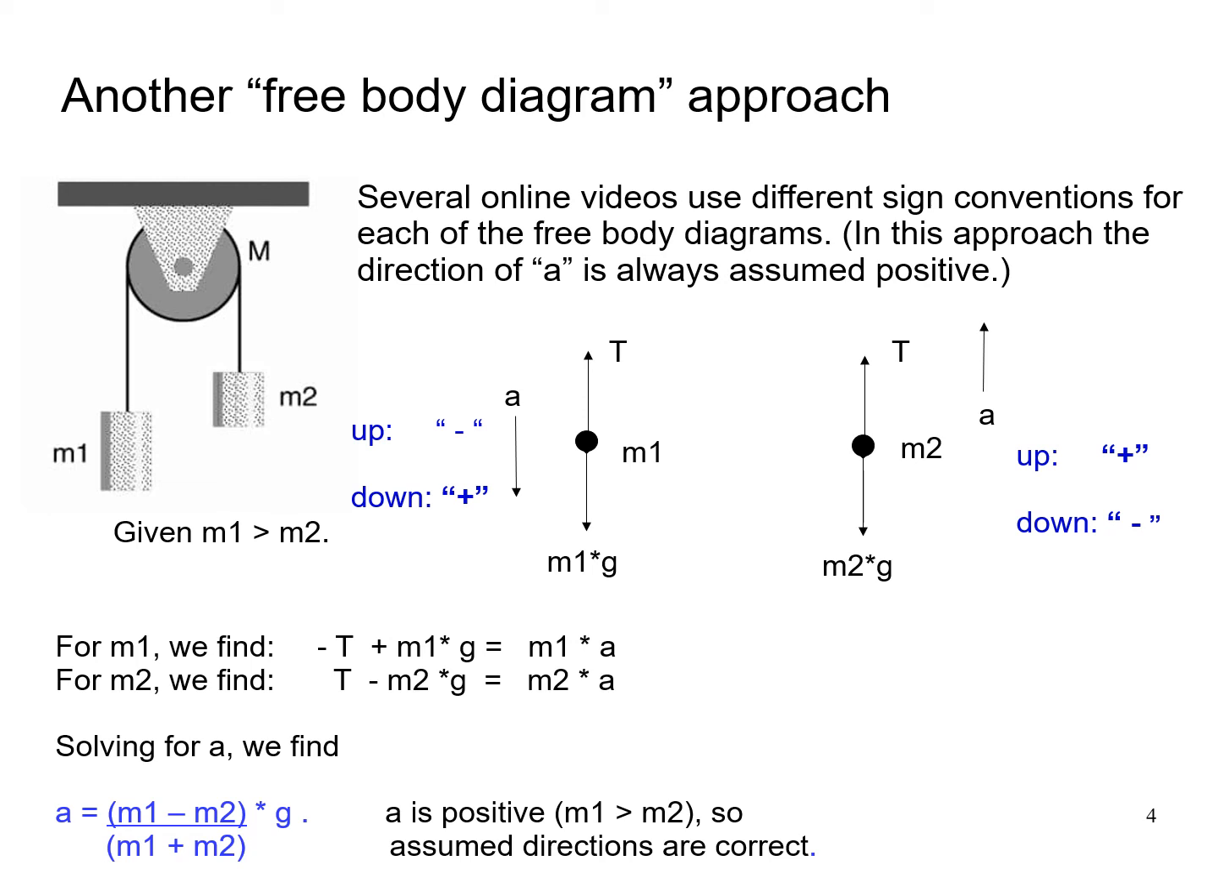Because the T terms have opposite signs, they will disappear when we add them. When we solve for the acceleration, we get the same equation we found in video 3. Since we are given that m1 is larger than m2, the acceleration is a positive quantity. As a result, the assumed direction of the acceleration for each mass remains correct. No change is necessary. So the technique seems to be valid. Now, let's see why.